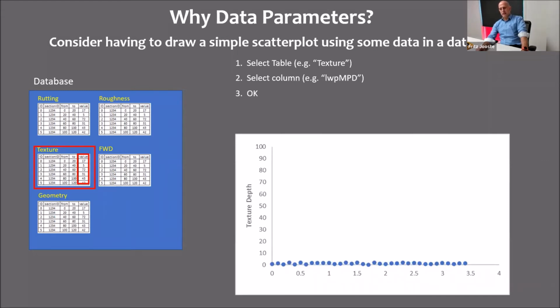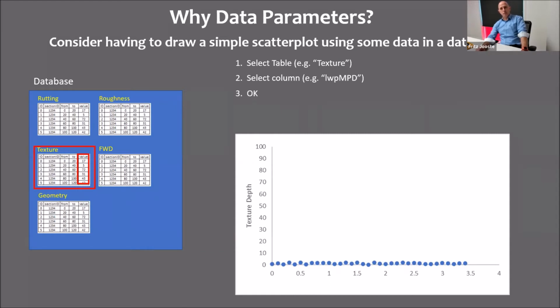Now you notice that the graph axis is not right, okay? Because this graph axis goes from 0 to 100. But as all of you probably know, texture depth is something that varies between about 0 and 3 millimeters. And so you have to adjust your scale.